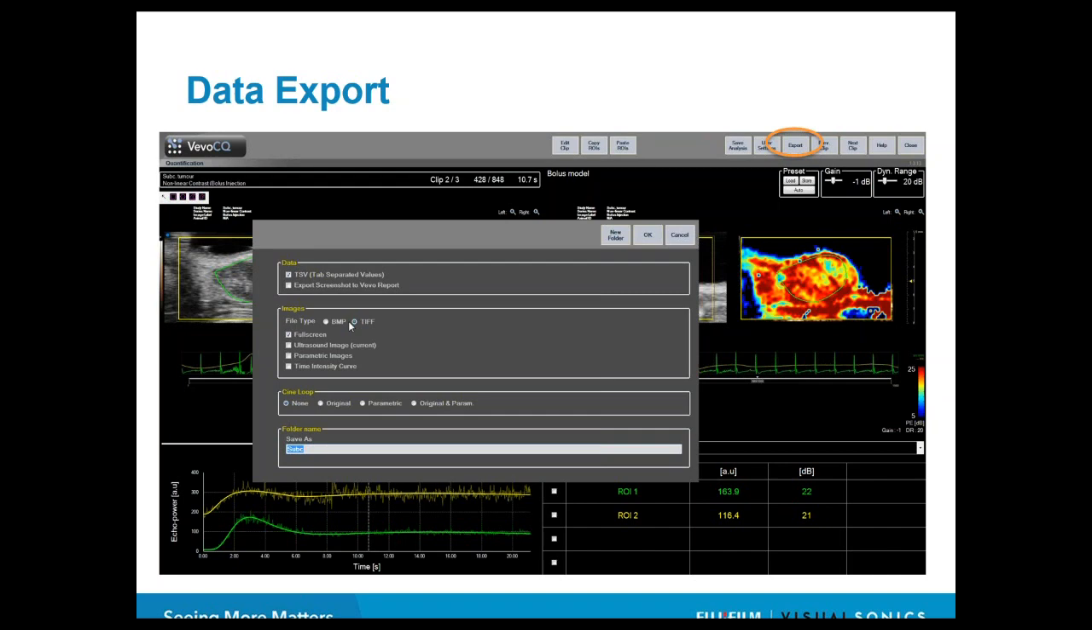And a very nice function that I also like to use is up here. There's one option that says export screenshot to Vevo report. This will save a screenshot of the VevoCQ analysis with your normal Vevo lab data to remind you what you got and that you ran the analysis on this here.